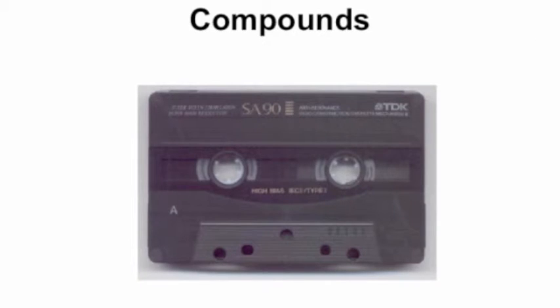Chromium-4 oxide has magnetic properties and was commonly used for recording devices such as cassette tapes. It looks like a black microcrystalline powder.